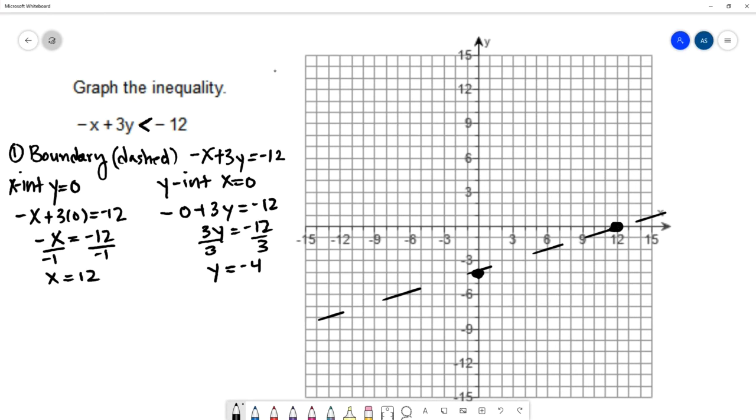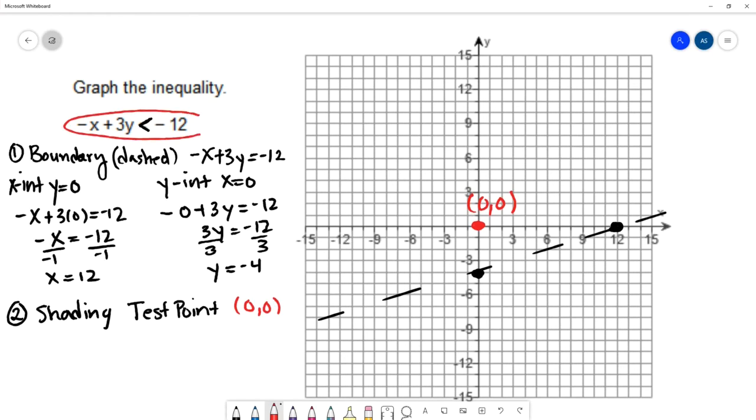Once we get the boundary drawn, then we're going to do the shading. When we do the shading, we want to pick a test point. And with that test point, we need to make sure that we pick an ordered pair that is not on the line. Most people like to choose 0, 0 because the math works out very easily when you have 0, 0. So we'll choose a test point of 0, 0, and we substitute that into the original inequality.